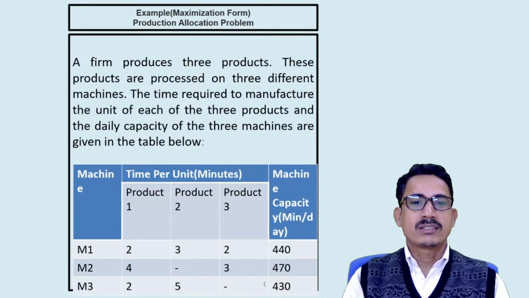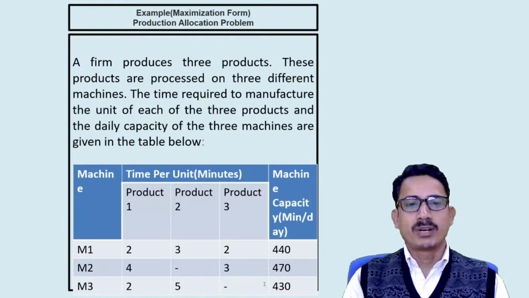Again, each machine has some capacity. In a day, it can use at most this many minutes, which is given on the right hand side of the table. Like machine M1 can be used for product 1, product 2, or product 3, no problem. But keep in mind that you cannot use more than 440 minutes. It is a capacity. The maximum capacity of machine M1 is 440 minutes in a day.